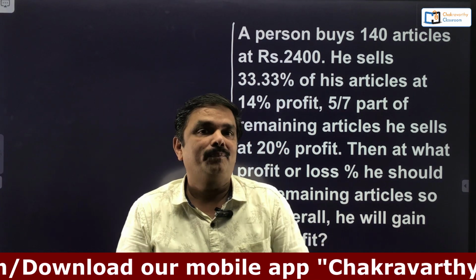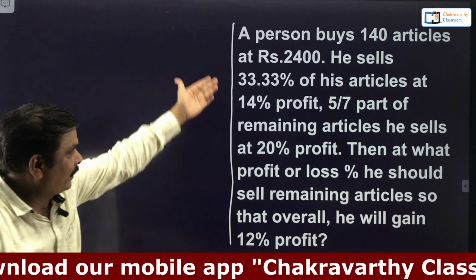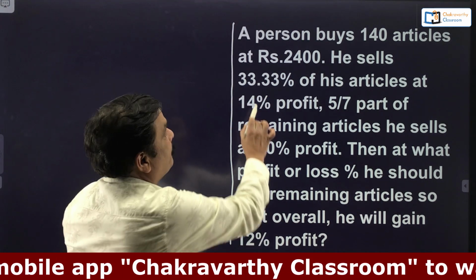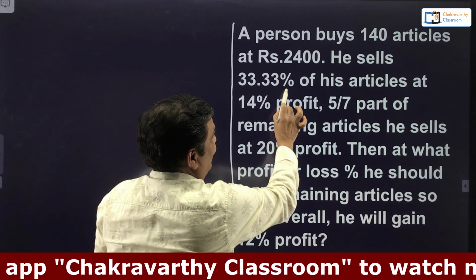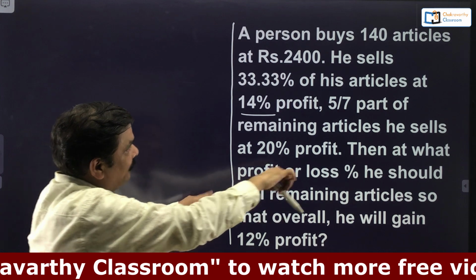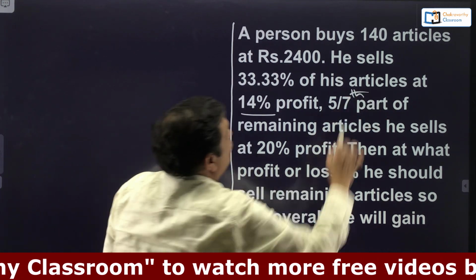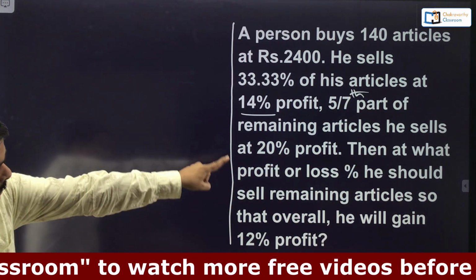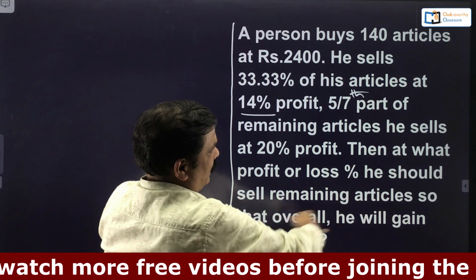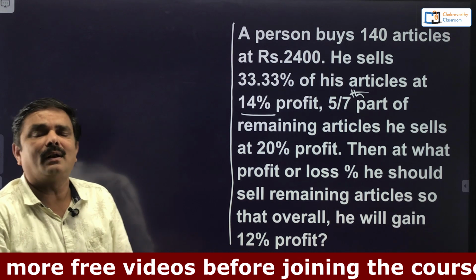One hint I'll give you. Whenever you come across this type of question, what is that? He sells some part, 33.33% of his articles at some profit. Then 5 by 7th part of the remaining at 20%. Then at what percent he has to sell the remaining to get the overall profit or loss?